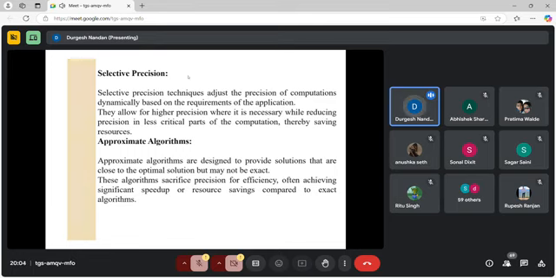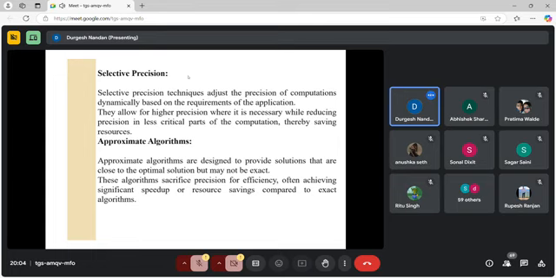You can understand it from RAM requirements: if we want to process something fast, our RAM requirement increases, and if we do not require fast processing, then RAM utilization decreases. Selective precision is the same. In that, we develop such types of applications that perform the computations according to the requirements of the application.